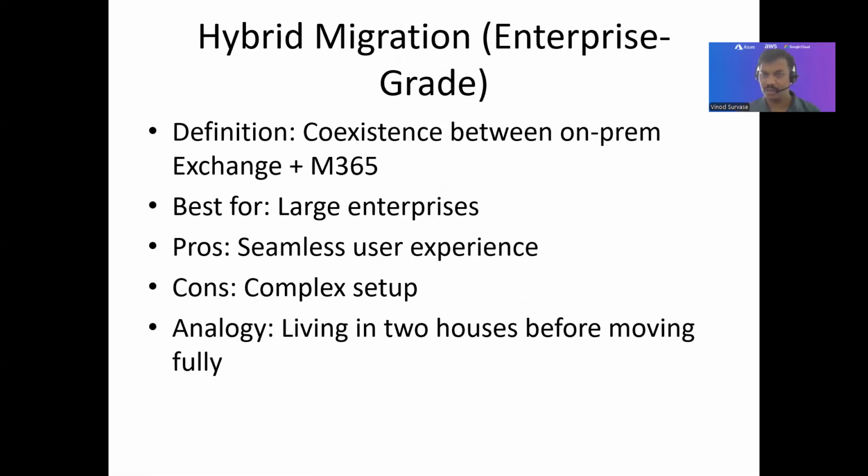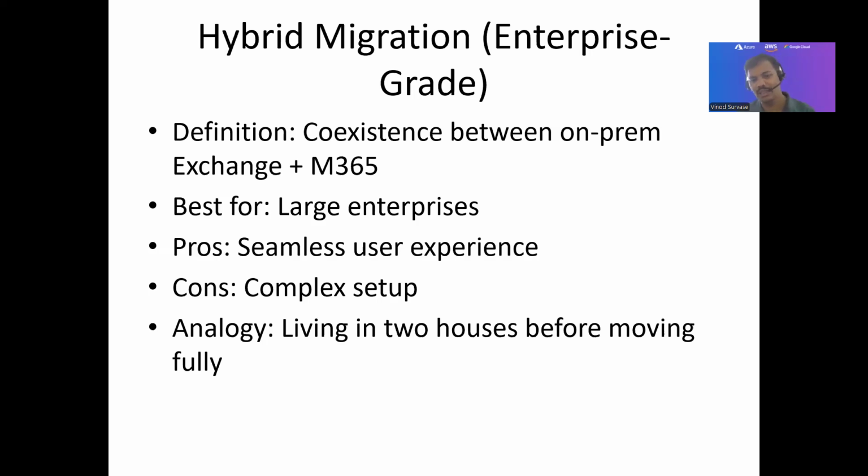The next is hybrid migration, which is the enterprise-grade migration that many organizations are adopting because they have on-premises plus Microsoft 365, a hybrid environment, basically. It involves coexistence between on-premises Exchange and M365, which is best for enterprise organizations. The con is the complex setup between the hybrid and on-premises. The pro is a seamless user experience, because we don't want people experiencing any issues or problems when they are accessing and using business systems.